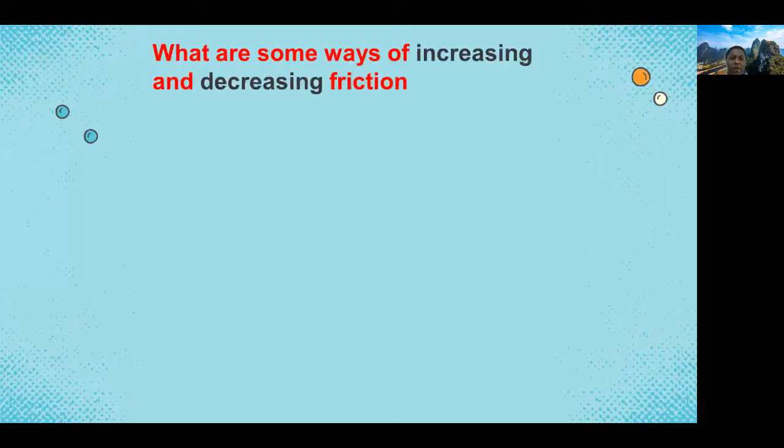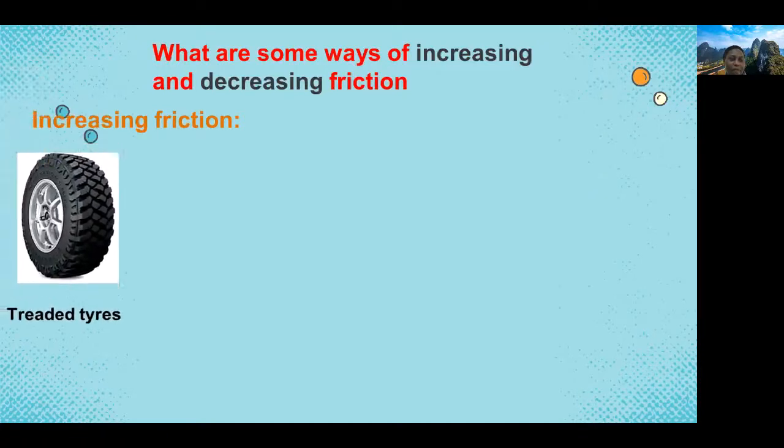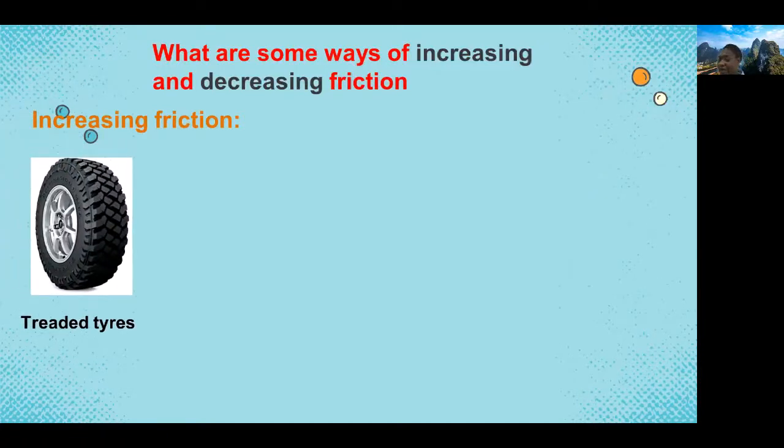Now, ways of increasing friction. Number one, on tires, we should have treaded tires, not smooth tires. We increase friction in tires when they are very rough, not smooth. They are called treaded tires.